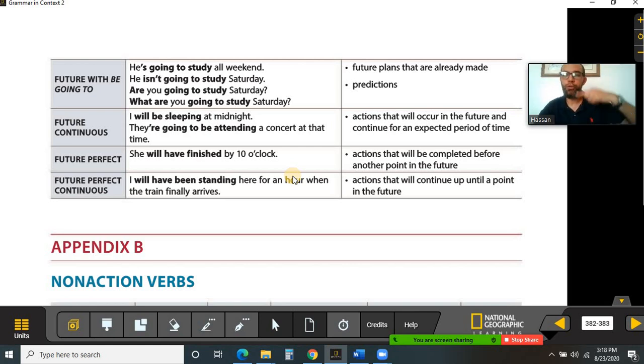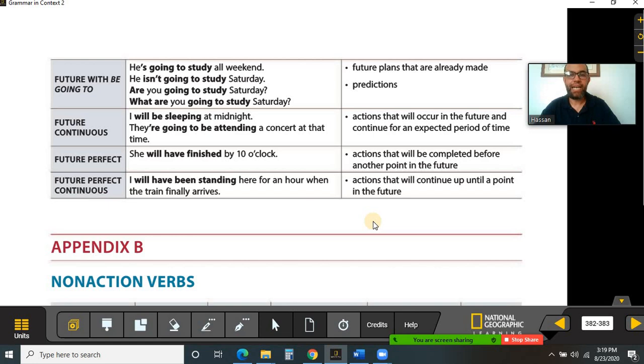What will you be doing? I will be watching, I will be studying, I will be writing, I will be sleeping, I will be driving, I will be traveling. Now we use the future perfect continuous when we are interested in how long the action will be taken in the future. I will have been studying here for 1 hour. You will always see for, which specifies the duration of the action. I will have been standing here for an hour when the train finally arrives.